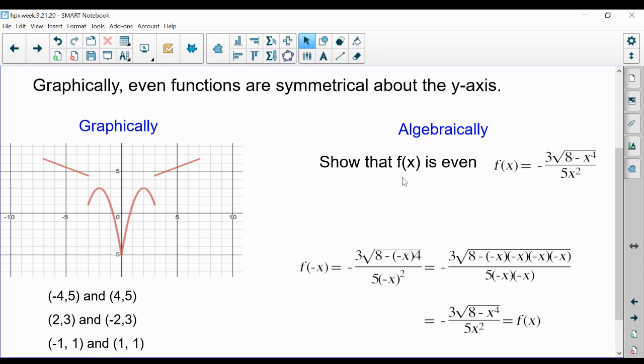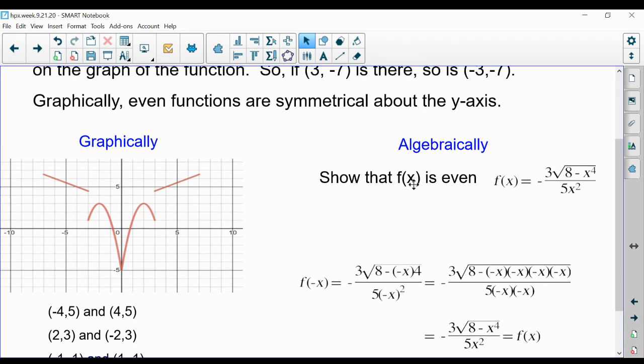Algebraically, you have to replace all the x's with their opposites and show that it's the same function. So here's this function. God knows what this looks like. You've got a radical, you're dividing, all sorts of stuff is going on. But I had to show that this is even. So I evaluate f of the opposite of x. Now all the input is going to be this -1x here and here. So (-1x) to the fourth, (-1x) squared.